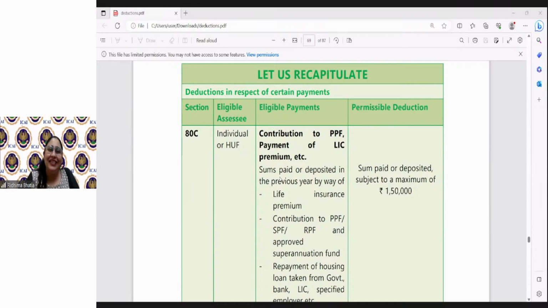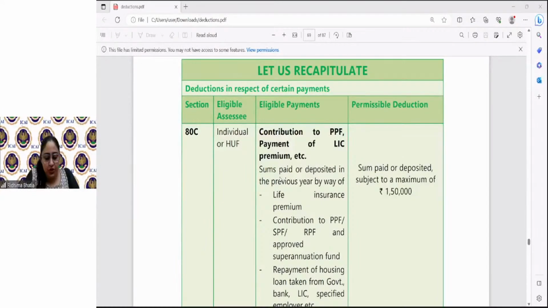When I talk about section 80C, it should immediately bring to mind the common ones like life insurance policy, education or tuition fees, contribution to provident fund, repayment of housing loan, contribution to small savings schemes, contribution to pension funds, and fixed deposit, which we discussed. Who can claim it? Individual and HUF can claim it.